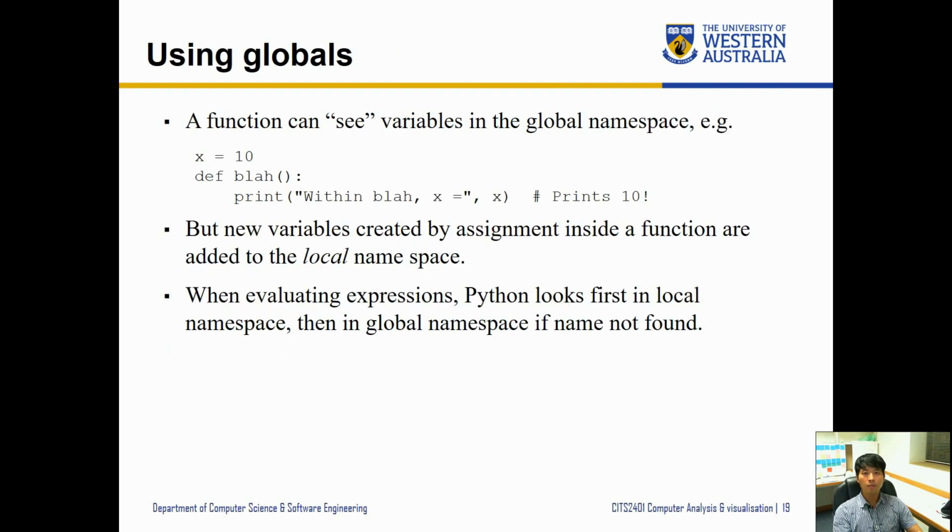Okay, so to avoid that kind of conflict, you could use globals, but as we mentioned before, using global variables is not a good idea because you get a lot of confusion out of it. So if a function can see the variable in the global namespace and hasn't defined it in its own, then it will use it.